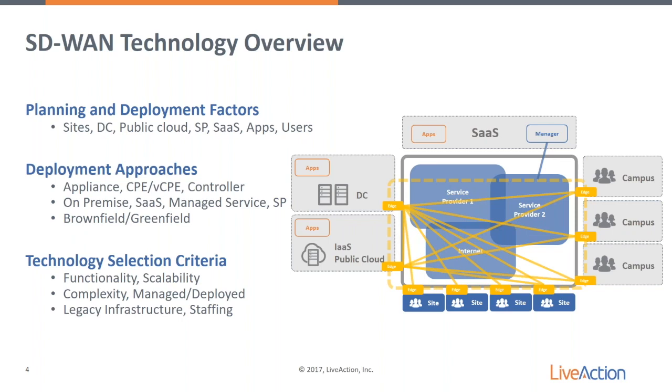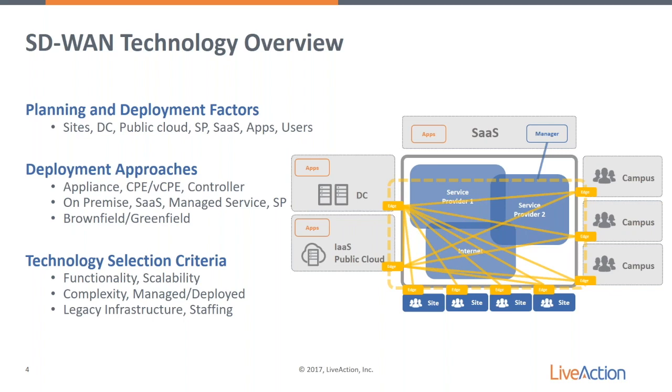The branch connectivity as well. And we see multiple connections at the branch. DIA becomes very important with cloud and SaaS adoption, and multi-transport, which also provides cost reductions, is becoming critical as well. And what we see with customers is that as they plan and deploy, they look at all these different factors in determining which SD-WAN technology to choose.